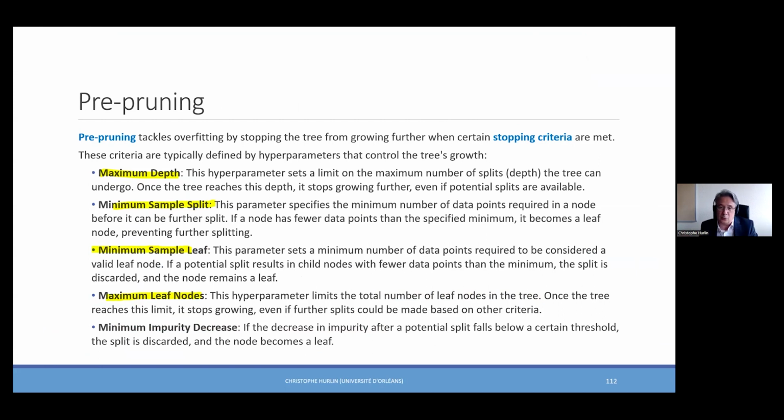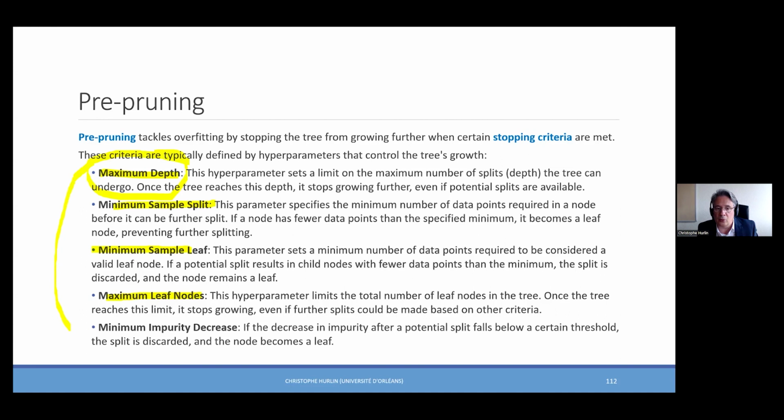And then, for instance, we will use a cross-validation procedure to determine the optimal maximal depth value that I can impose on my model to get the best decision trees that avoid overfitting, but allow me to have a good in-sample performance. No question about what we call the pre-pruning?